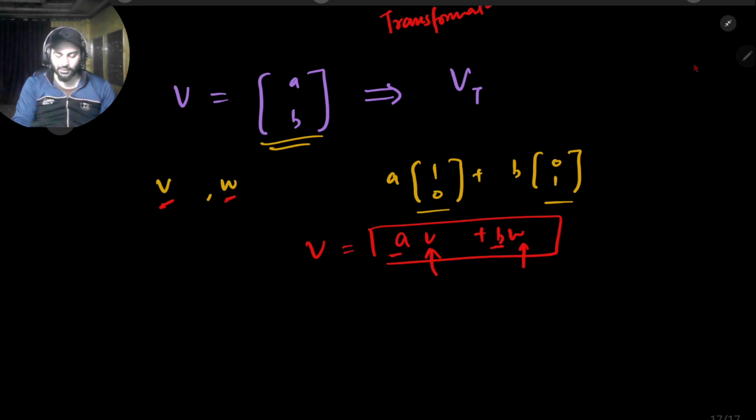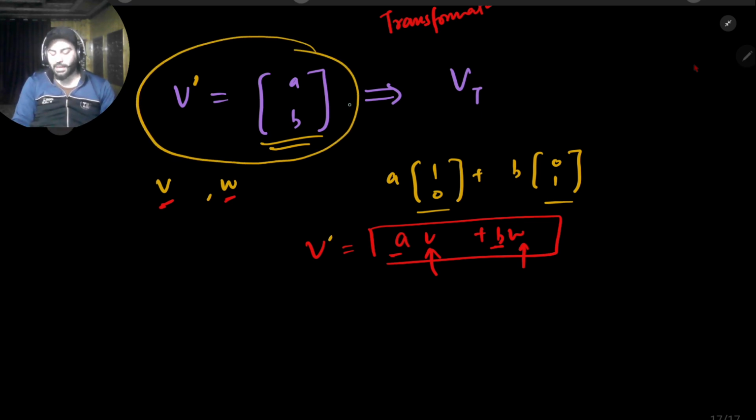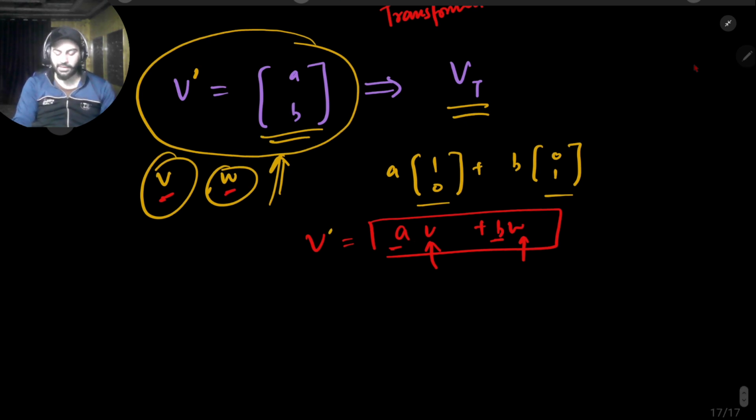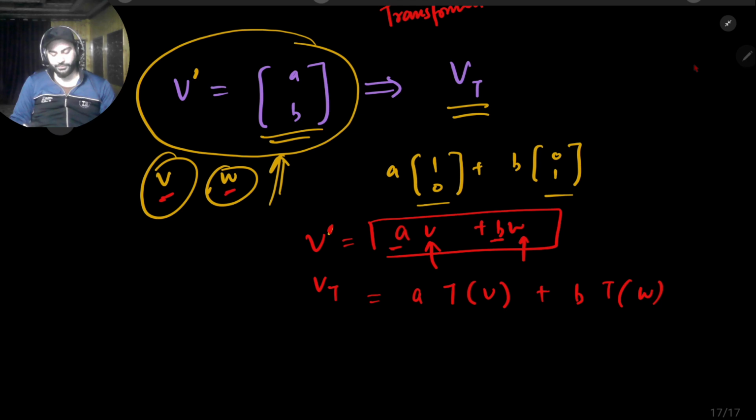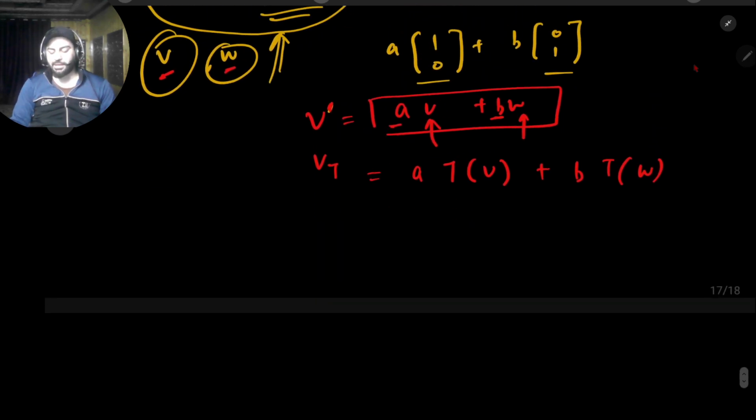Let's call this vector v dash, which has values a, b, and I apply a transformation onto it. I have basis vectors v and w, so I can represent v dash as av plus bw, because v and w are a basis of this vector space. Now I want to see the value of vt. So I'll say it is a times the transformation of v plus b times the transformation of w. Keep this in mind.